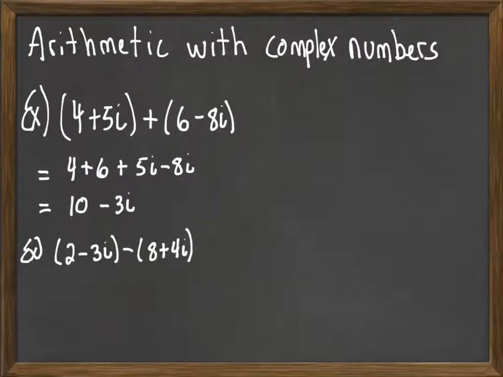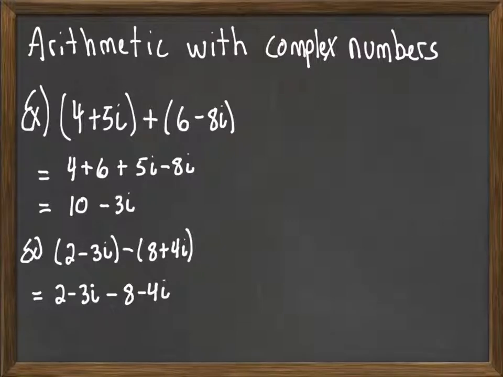Subtracting complex numbers is really just as straightforward. The one thing you do have to remember, though, just like when you're subtracting polynomials, is that we do have to distribute the negative sign through. So the minus on the second one is going to distribute to the 8 and the 4i and make that minus 8 and minus 4i. And then we just go through and combine like terms.